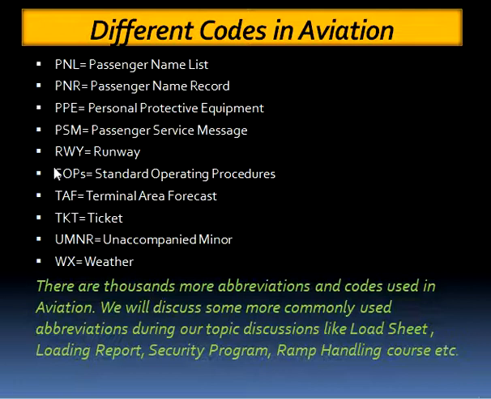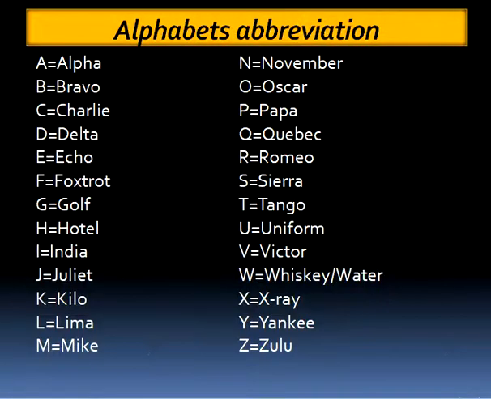And what we were talking about, that we don't call it PSM, we call it Papa Sierra Mike. It means passenger service message. What is a passenger service message? You will come to know later on in our next slides. We will have complete training in our slides. So the alphabets which we are using and their abbreviations are like this, as I told you before. A is Alpha, B is Bravo, C Charlie, D Delta. Like this, A to Z, we have different words.